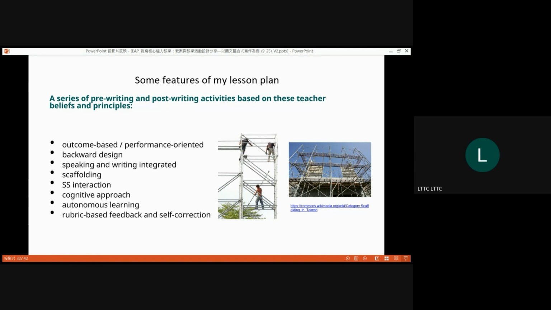And the last three concepts are also interlinked, because as you have found out, I take a more cognitive approach, because they are already advanced language users or learners. So I think they should actually apply their higher order thinking skills, such as synthesize, evaluate, and apply, right? And then I also encourage autonomous learning, and because they understand the rubrics, they will be able to get rubric-based feedback from the TAs or from me, and then they will also be able to use the rubrics later on for self-correction. So these are the concepts behind the rationale of my course design or lesson plan.